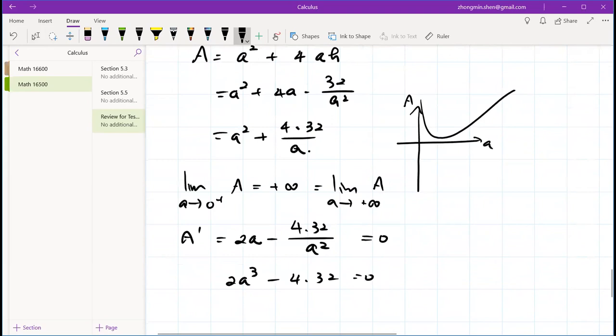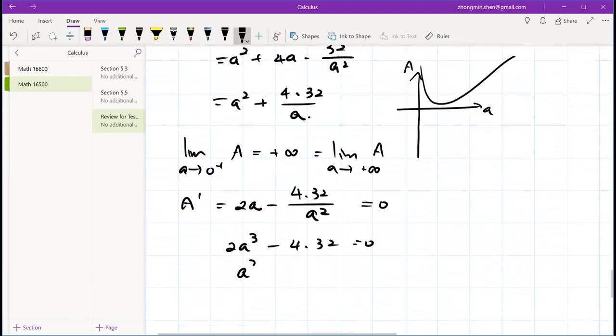And then divide both sides by 2, it's 2 times 32. Now 2 times 32, think about it. 32 is 16 times 2. 16 is 4 squared times 2. So clearly it's 4 cubed, right? So that's why A equals 4.